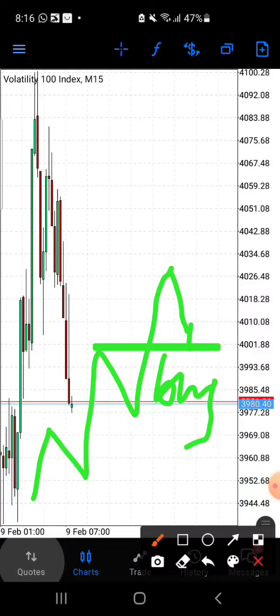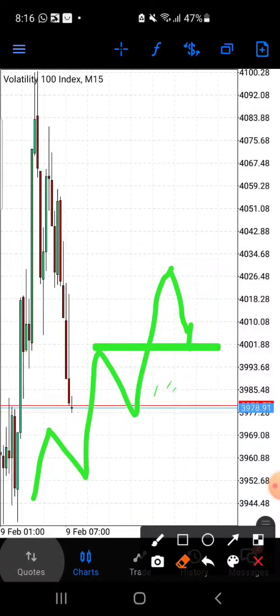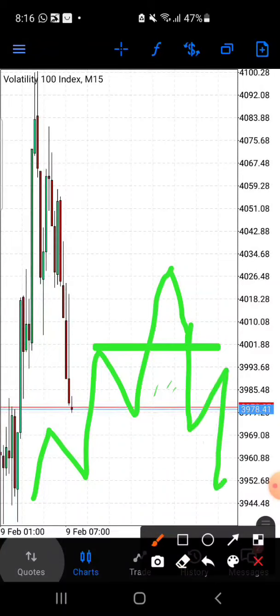And the answer is no. You need one or two signals before you start thinking of making an entry. The price retesting this zone is not a guarantee that you should buy, because sometimes after retesting, it might be a reversal. The price can actually break to the downside and start creating lower lows. It's possible.